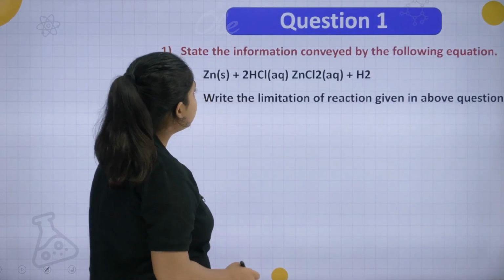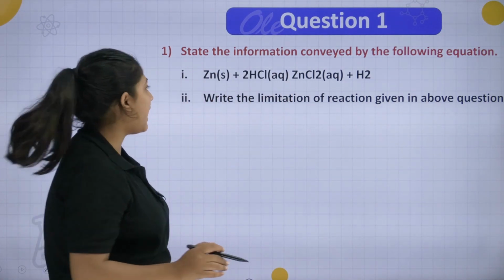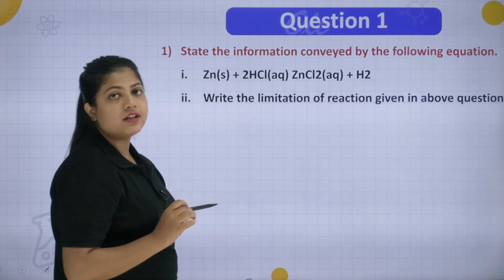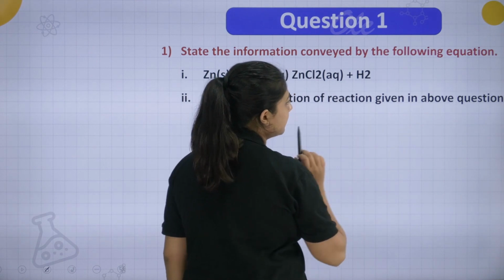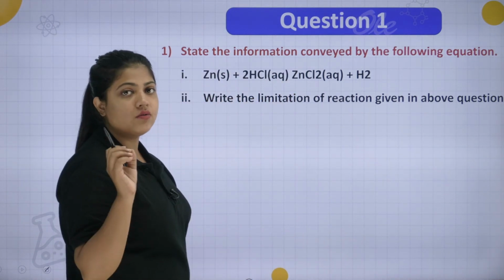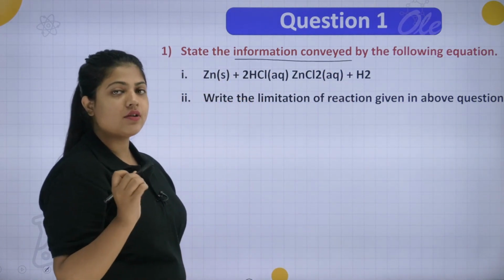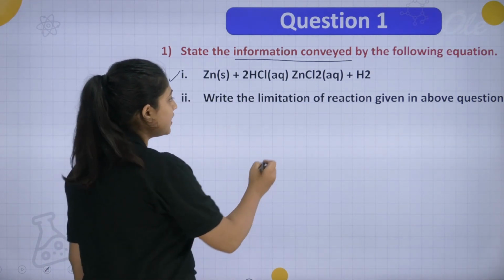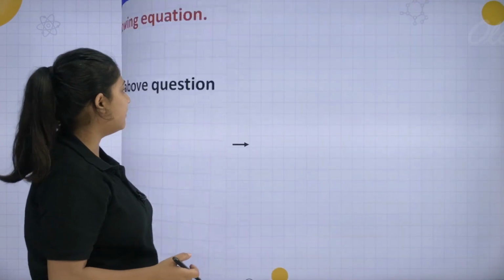The first question that is asked to you is, state the information conveyed by the following equation. The equation given to you is zinc reacting with hydrochloric acid to produce zinc chloride and hydrogen gas. Second is, write the limitation of the reaction given in the above question. First of all, you need to tell what kind of information you are getting by seeing this particular equation, and in the second part they are asking what are the limitations of this particular reaction. So let us see the answer here.